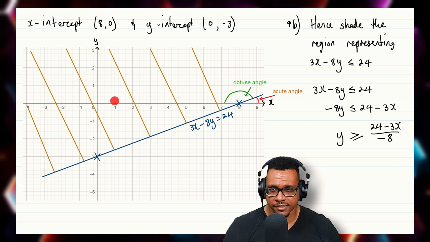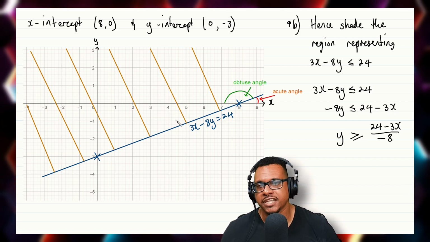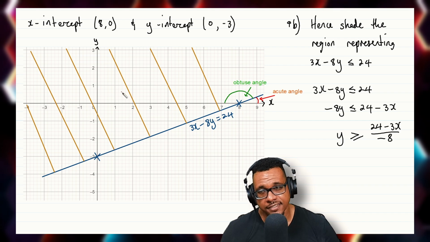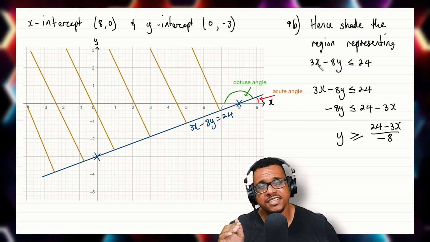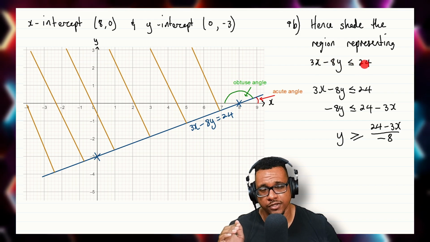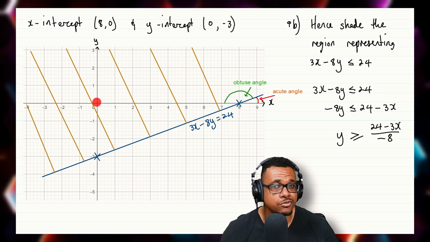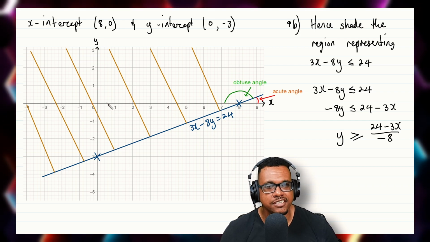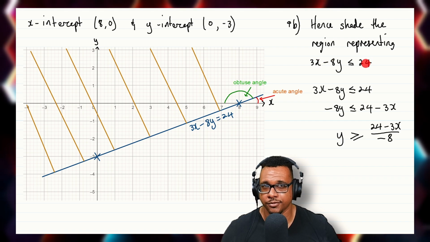Now, what does this mean? It means any coordinate on this side of the line, which is above the line. If I take that coordinate, it has an x component and a y component, and I put it into this inequality, I will get a number that's less than or equal to 24. Let's check that. A simple point we see in here is the origin, which is 0, 0. So obviously, if you put 0 for x and 0 for y, it will be less than 24.